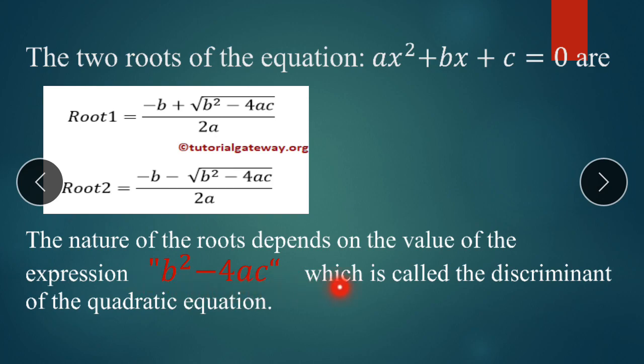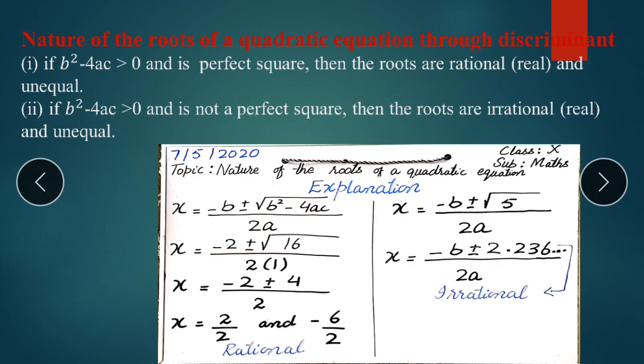In short, if we are interested in finding the types of the roots of the quadratic equation, it can be found with the help of this discriminant, even without solving the quadratic equation. Let's see how this statement is justified ahead. Here are some statements which will help us to justify that the nature of roots depends on the discriminant.